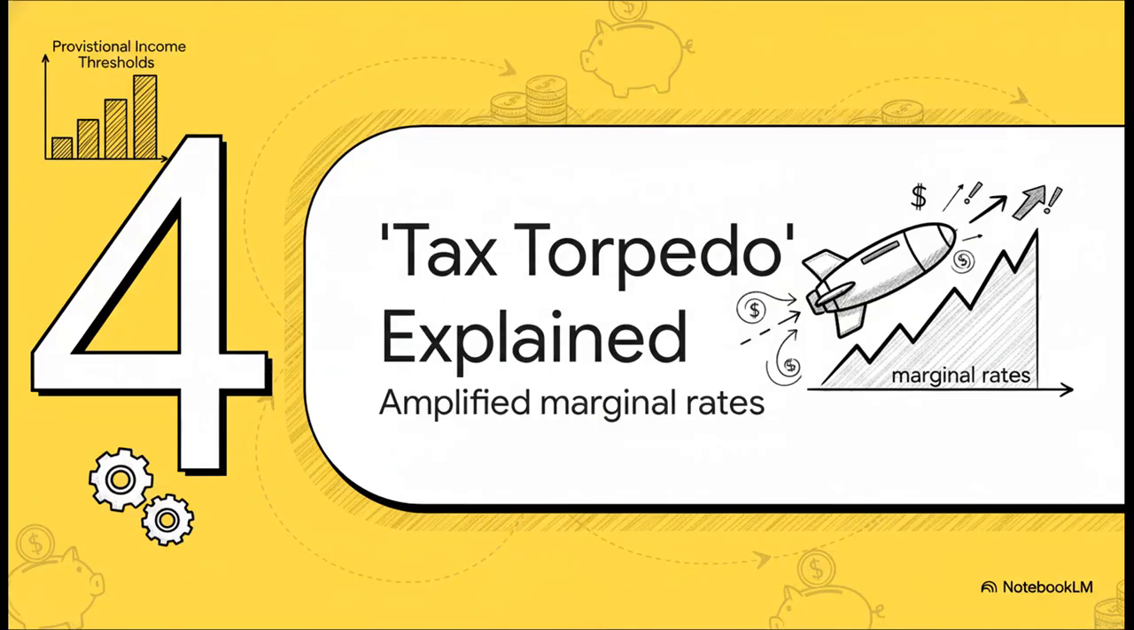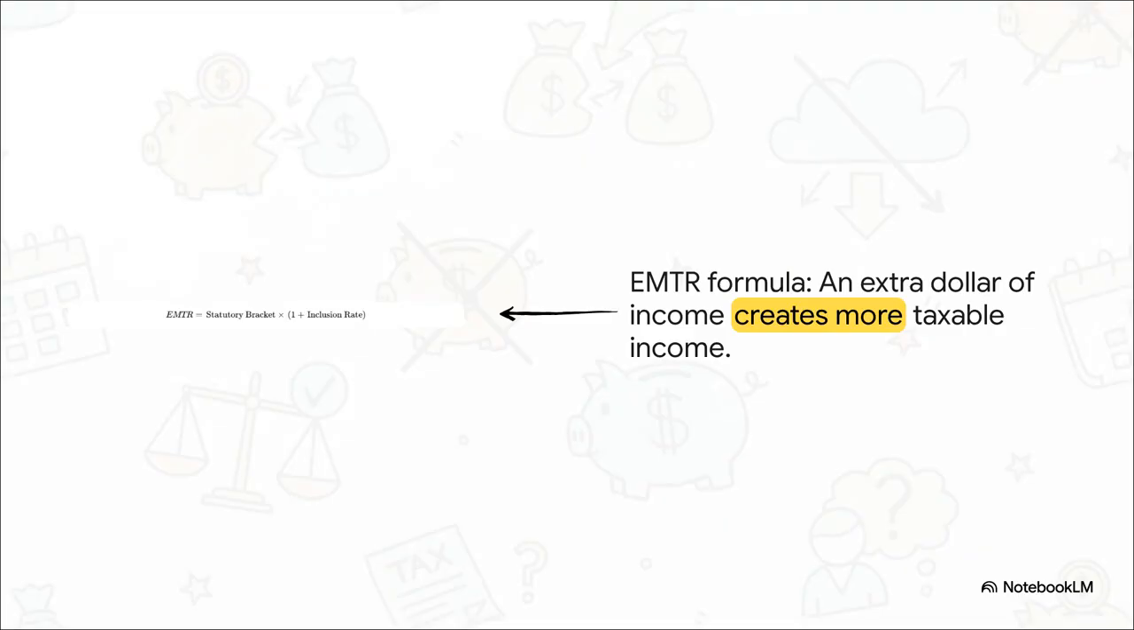Okay, now we get to the main event. This is why we're all here, right? We've laid the groundwork with provisional income and the thresholds. Now let's see how they combine to create this crazy phenomenon called the tax torpedo. The tax torpedo is all about this massive hidden spike in your effective marginal tax rate. See, it happens because every extra dollar you earn does two things at once.